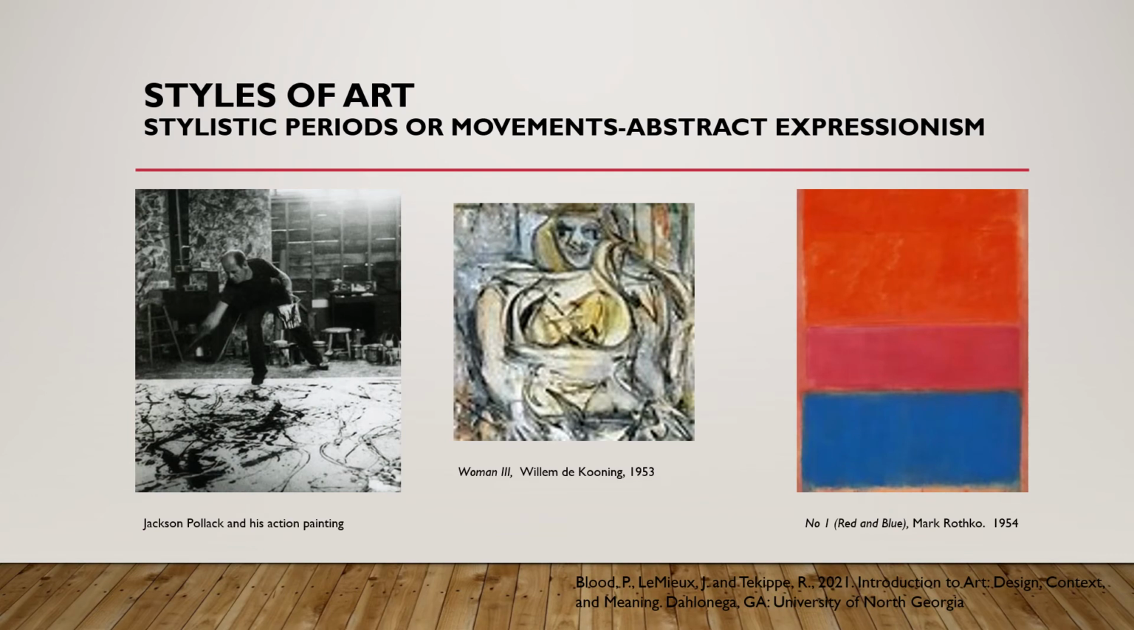Here we have different examples of abstract expressionism. Jackson Pollock, probably one of the best known, putting his canvas on the floor and flinging paint onto it. He actually called that action painting, and that was the whole idea with his artwork, was the action of the painting itself. Then we have an abstracted woman, and we have Mark Rothko, who did color field work.